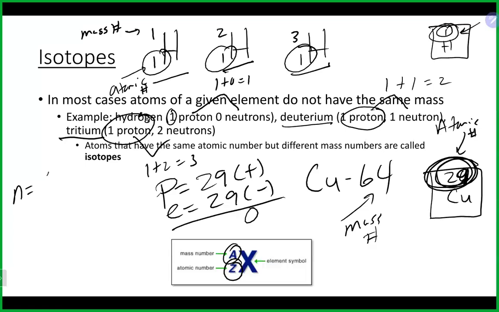Neutrons, I don't know either. The 64, which is the mass number, minus our atomic number. Feels like a lot at this time. What'd you say there? 35? It sounds like a good number. We'll go with that. Why not?